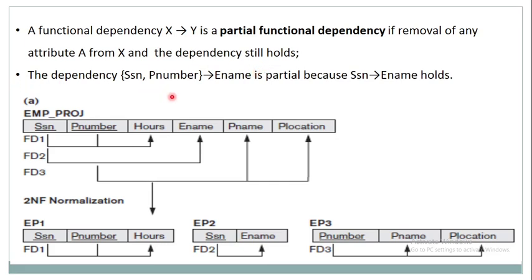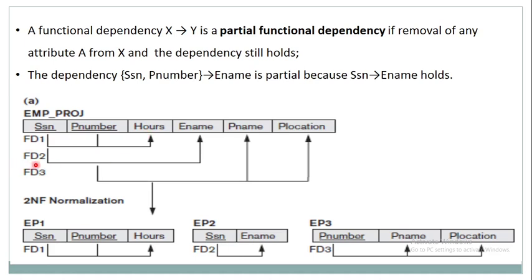The dependency SSN, project number determines employee name is partial because employee name can be determined only by SSN. Hence it is called a partial functional dependency. As you can see in the slide, we have a table named employee project, a combination of 2 tables. Functional dependency 1, SSN and project number determine hours. Yes, it is a fully functional dependency.